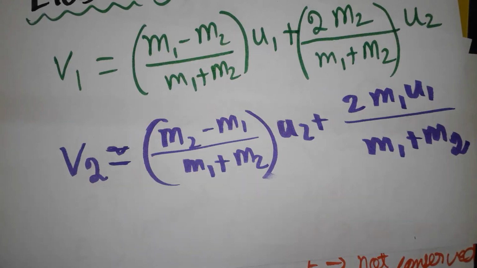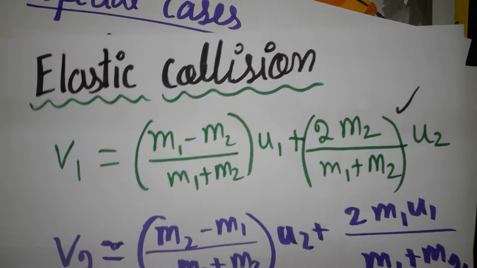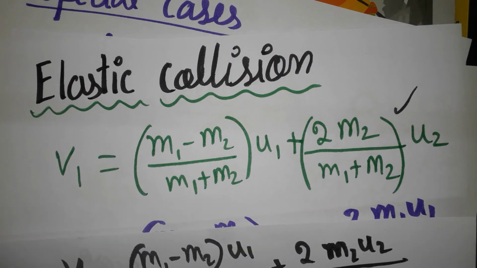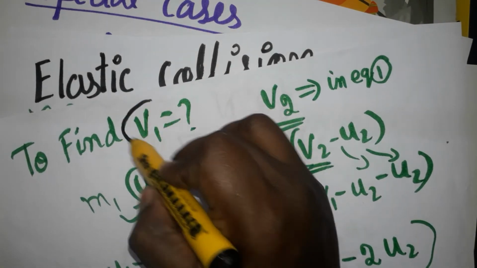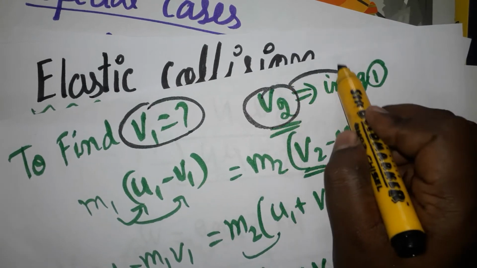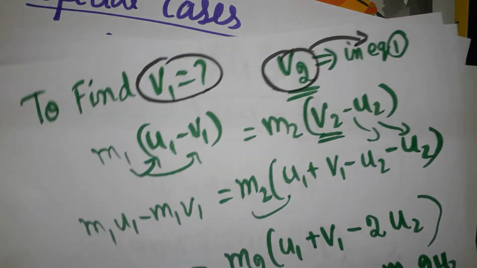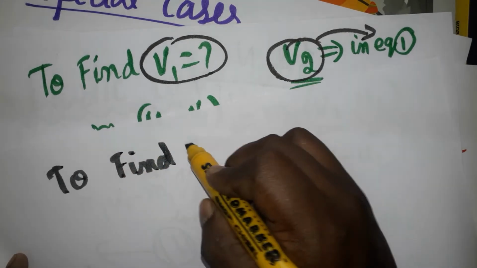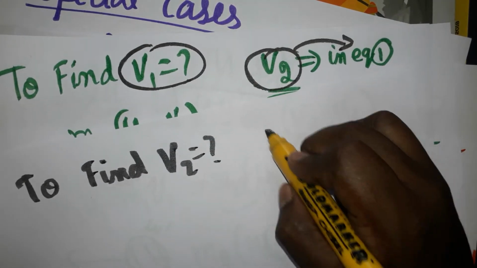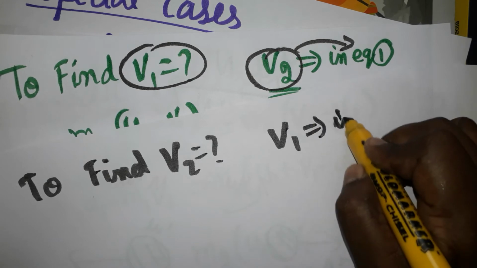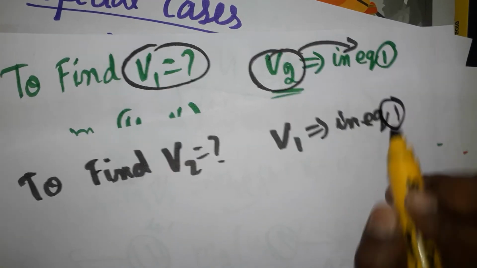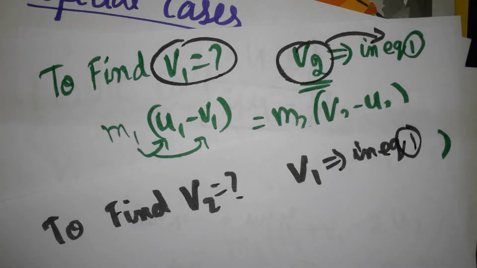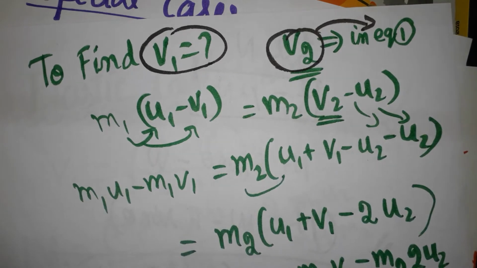Already I said, in the previous case I gave one trick. If you want the v1 velocity, substitute the v2 velocity in equation 1. Now I want the v2 velocity, so substitute the v1 velocity in equation 1. I already know what v1 and v2 are, and I will show what the v1 and v2 velocities are.